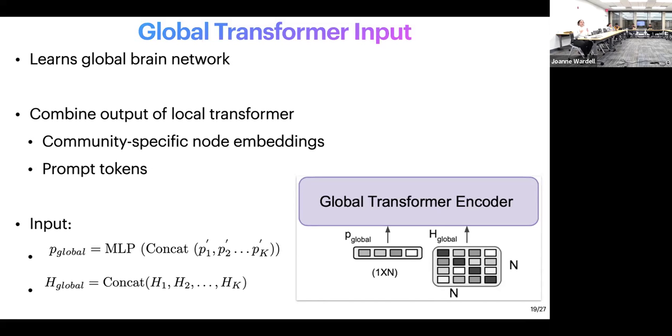And then they just pass this to an MLP, which maps it back down to the 1 by n column vector. And then the other piece of input is this H global matrix, which is the concatenation of all of the different learned node embeddings at the local level.